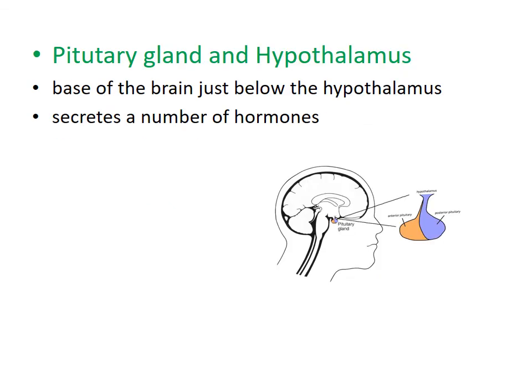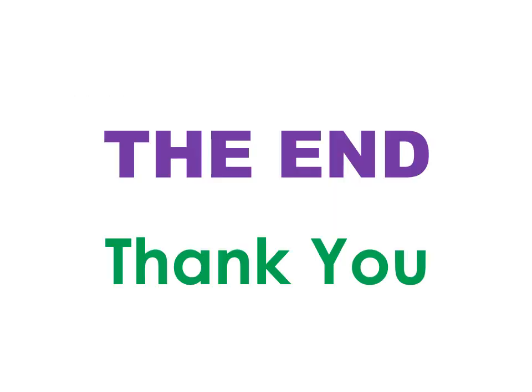Then we will move to the next part, which is called the pituitary gland. Normally the pituitary gland is located at the base of the brain, just below the part of the brain called the hypothalamus. The pituitary gland normally secretes a number of chemical messengers called hormones under the influence of this hypothalamus. So this is the information regarding the central nervous system.